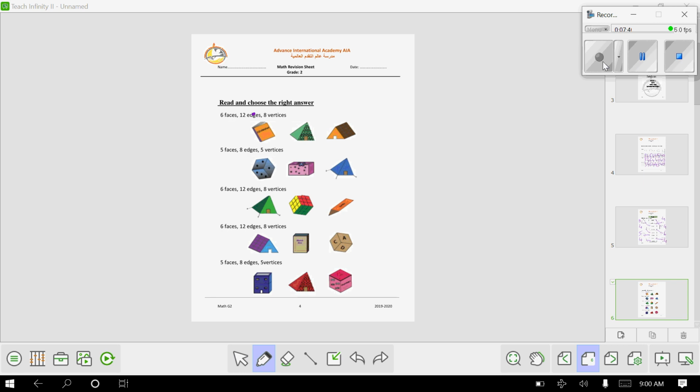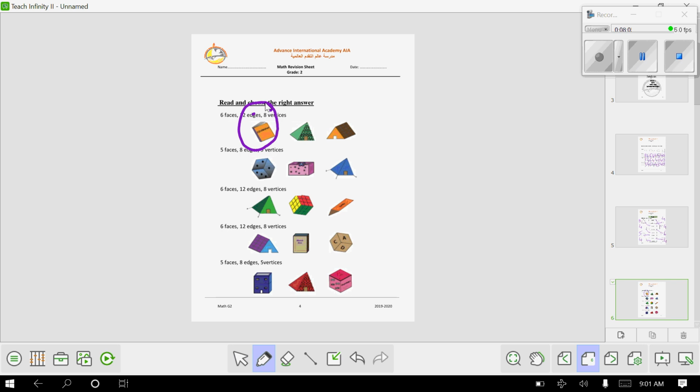Okay, let's start with your revision sheet. Here we have page number 4. Read and choose the right answer. 6 faces, 12 edges, and 8 vertices. Which object has these attributes? Perfect, it's the book. And the book represents a rectangular prism.